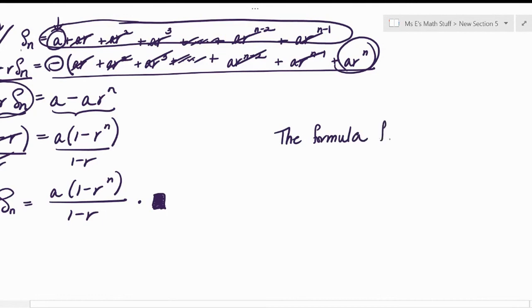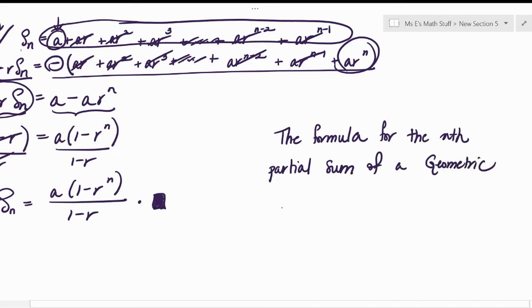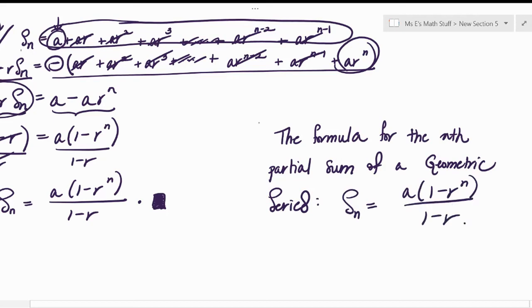So this is the formula for the nth partial sum, just meaning you add up the first n terms of a geometric series. And the formula is that the sum of the first n terms is your first term times 1 minus your common ratio to the nth power divided by 1 minus r.